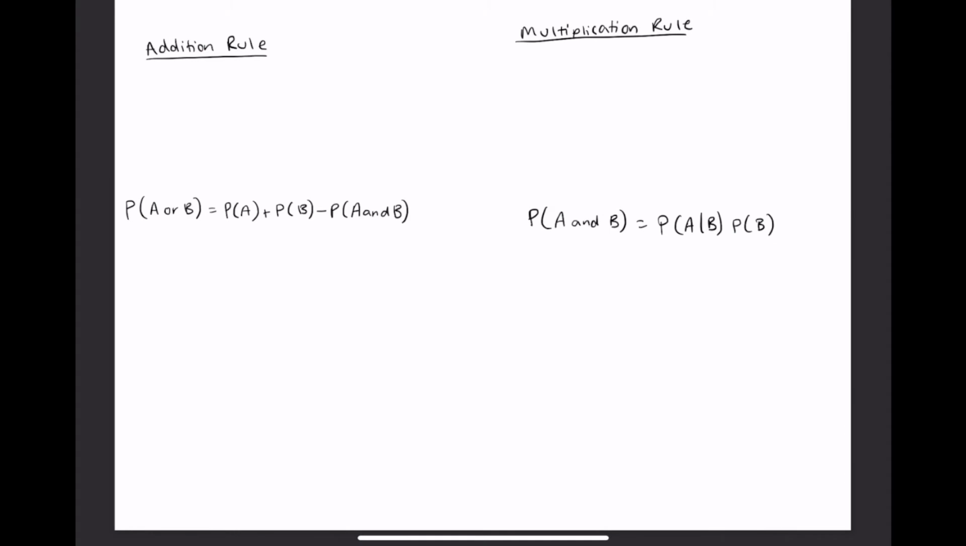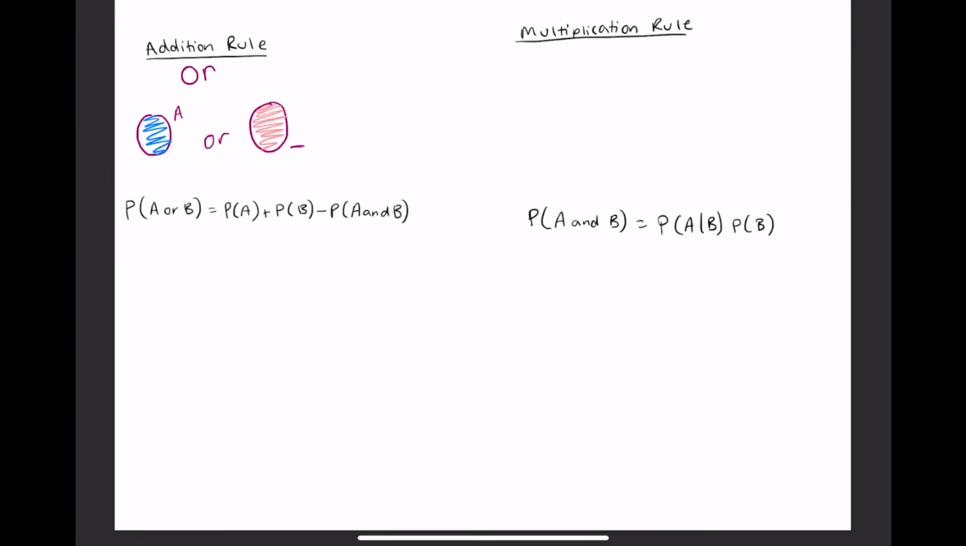Now let's move on to using the addition rule and the multiplication rule in this situation. So with the addition rule, we are using the keyword or. And let's say that we want to get either marble A, which is blue, or we want to get any marble that is pink.